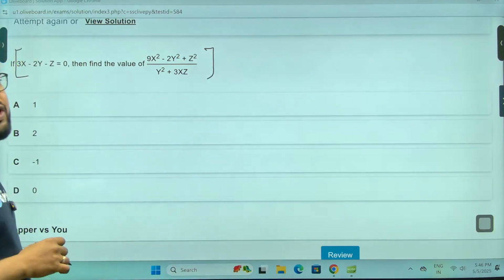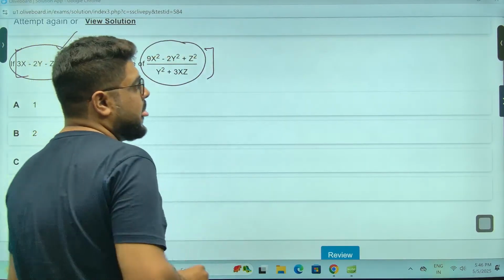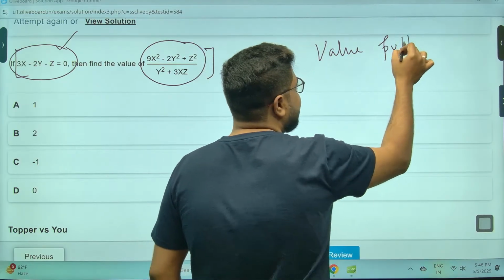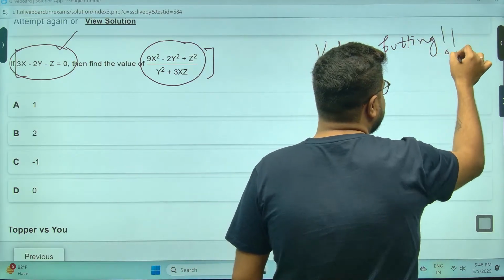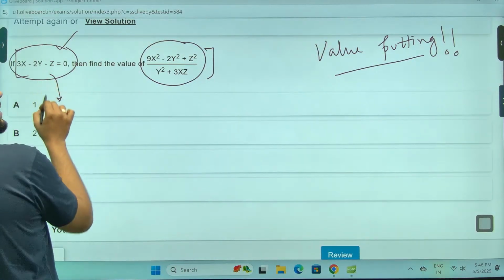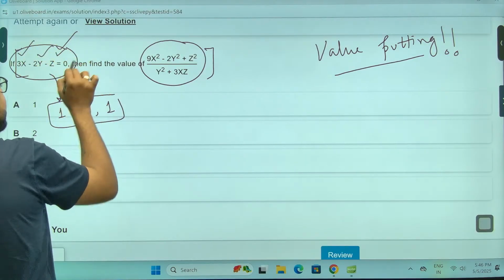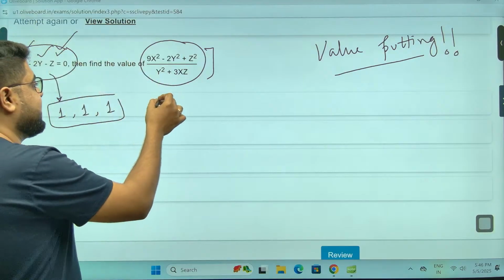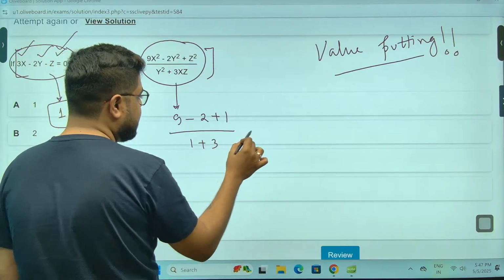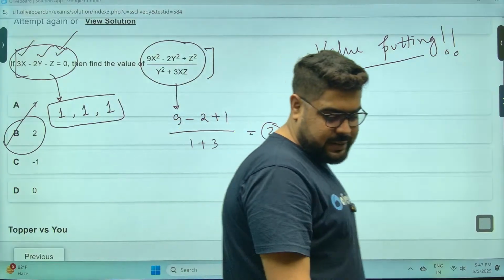No matter how many variables, if you have only one equation and then they are asking something, that is a good indicator that this is a value-putting question. Let's see what values can I put. This is very simple. 1, 1, 1 is giving you the answer. 3 ones are 3, minus 2 minus 1 is 0. Put 1 everywhere. So this is 9 minus 2 plus 1 by y plus, meaning 1 plus 3. So 8, so the answer is 2. Option number B.